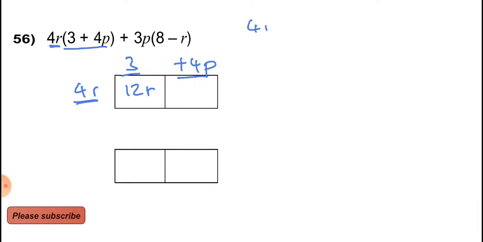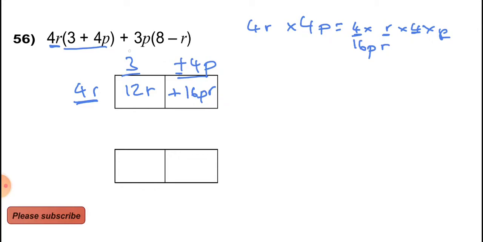out here. So 4r times 4p is the same as saying 4 times r times 4 times p, which is the same as saying, well, 4 times 4 is 16, and then we've got to do times r times p. If we follow the convention and we want to write it in alphabetical order, it will be pr, not rp. So 16pr, and here's positive, so I'm going to write plus 16pr.